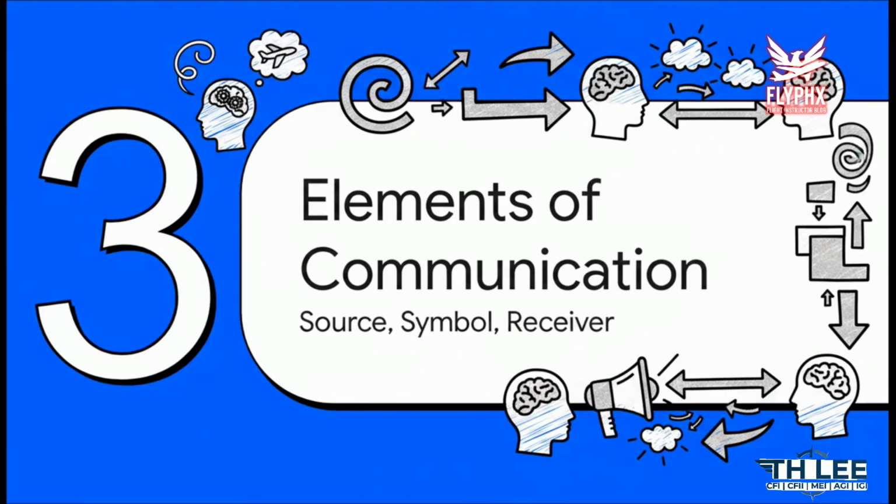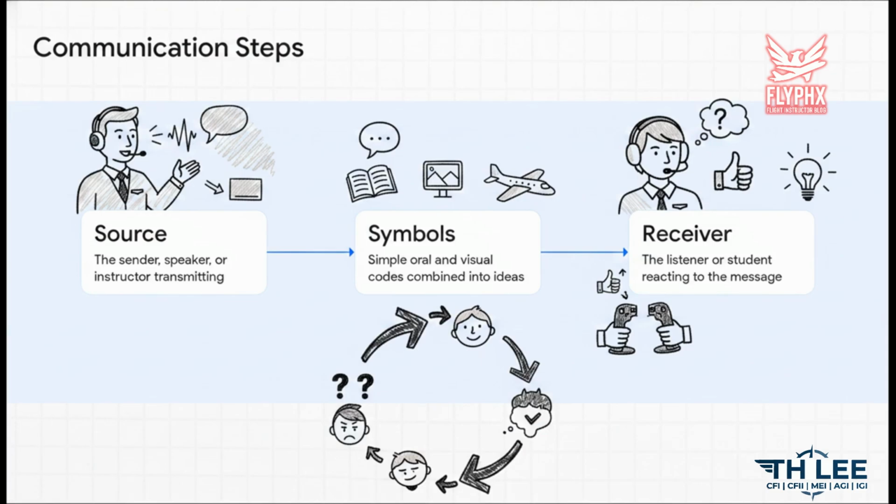So, now that we know how to read their psychological state and spot those stress levels, how do we successfully transmit our knowledge to them? Let's get into the actual mechanics of communication. Communication is this dynamic, constantly interrelating loop. You've got the source, that's you, the symbols, the words and gestures you use, and the receiver, your student.